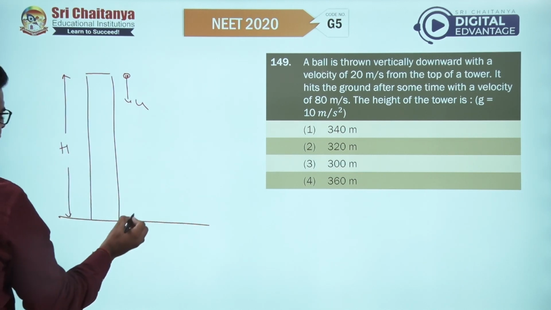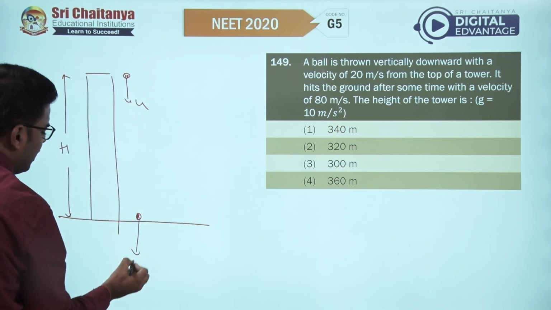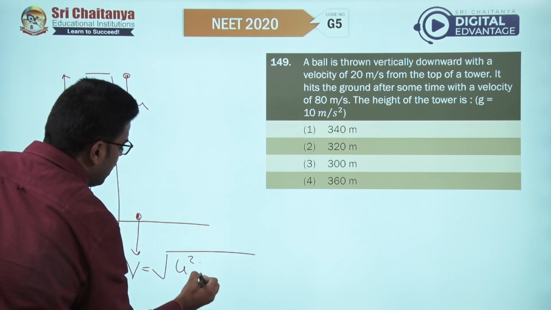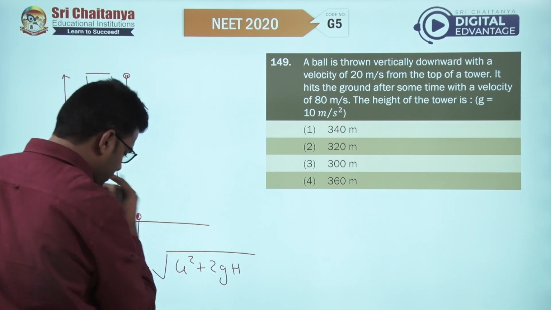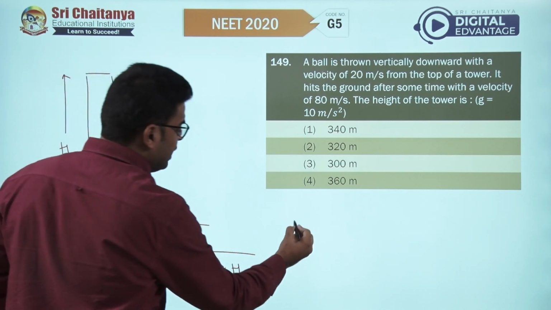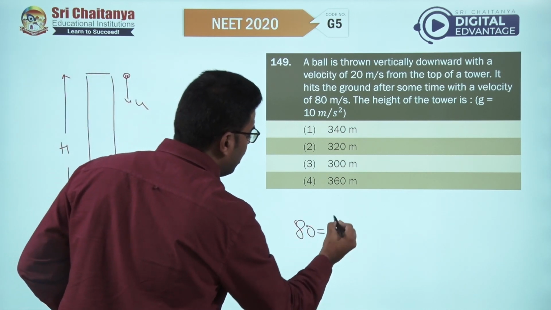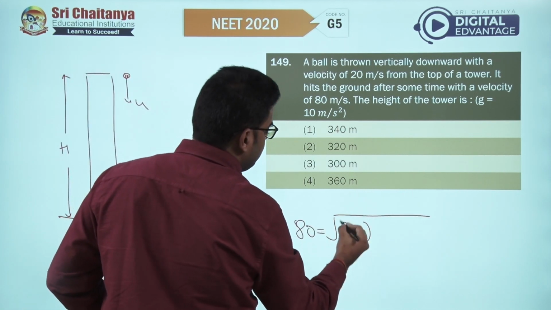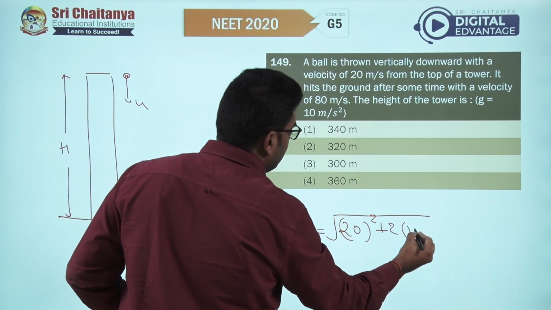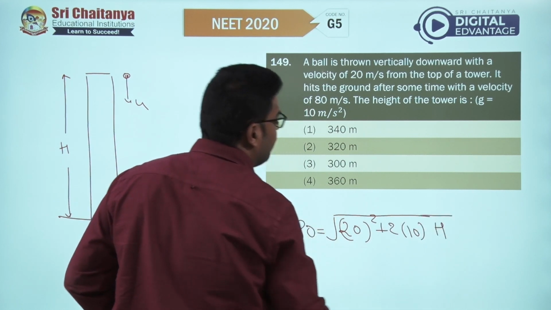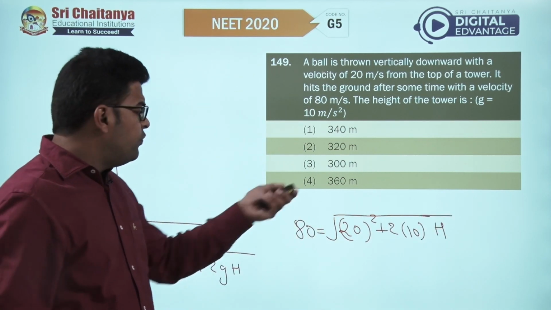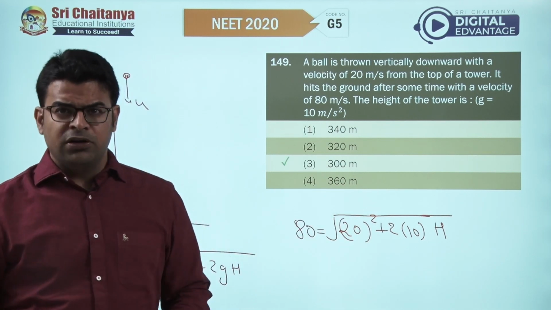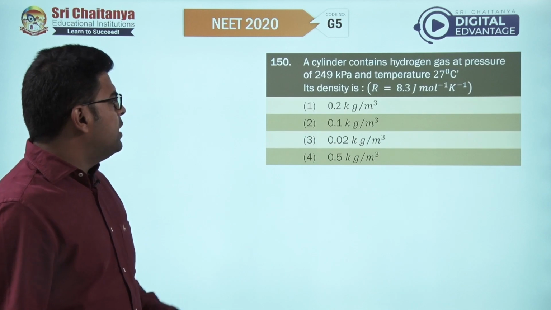When this ball is about to hit the ground, let's say the speed becomes v, and this v will be equal to under root of u square plus 2gh. Now this v given in the question is 80 equals under root of u square, that will be 20 square, plus 2 into 10 into the height that we need to find. On solving for h, you will get that the height comes out to be 300 meter, which is nothing but option 3.